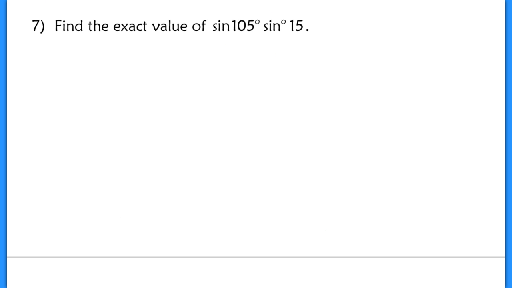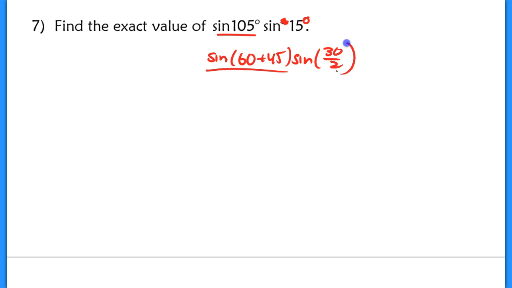Alright, last up, number 7 is very similar to number 6. We're supposed to evaluate the sine of 105 degrees times the sine of 15 degrees. But these are not measures that we're familiar with, so we need to manipulate this somehow so that we can get values that we're comfortable with on our unit circle. Now, if you recognize the sine of 105 as the sum of 60 and 45, you can certainly do this problem using the addition formula there for sine, and then the sine of 15 degrees, you could use a half angle formula there. There's certainly no shame in doing it that way.